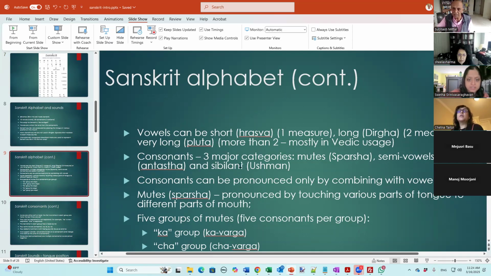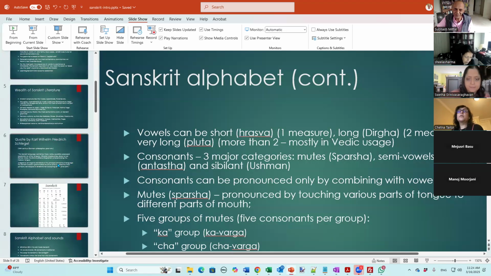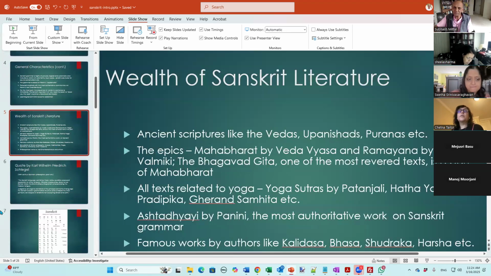Now, that Pluta sound is not used very frequently, but an example would be a rooster. What kind of sound does a rooster make? Does anybody know?